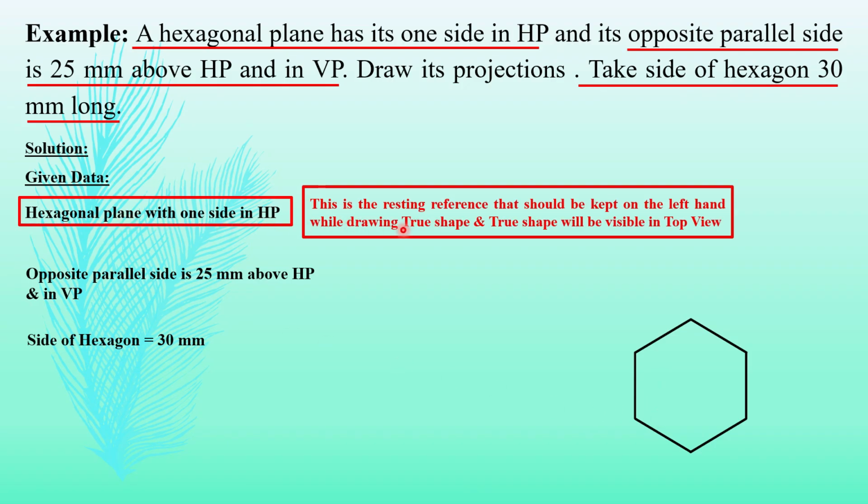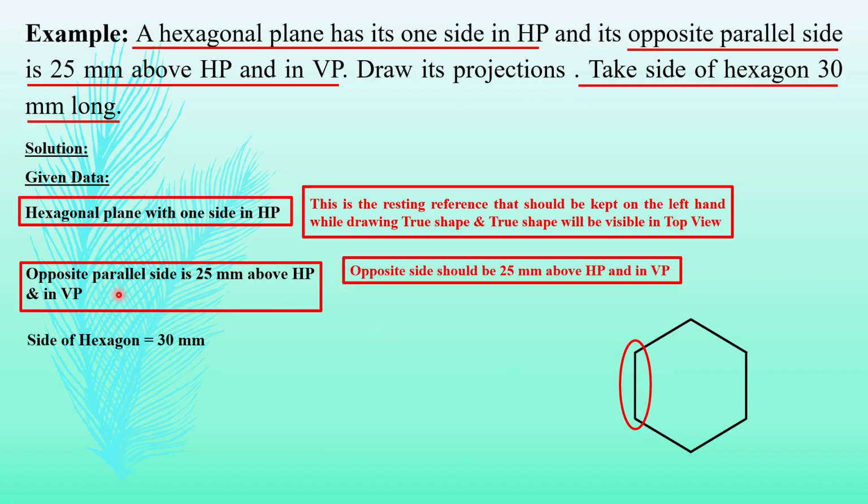So this is the resting reference which should be kept on left hand side as it is having a side in HP. So on the left you have to draw a side rather than drawing a corner. Also, as it is resting in HP, the true shape will be available in top view. So this is the resting reference we are talking about, a side in HP to be kept on left.